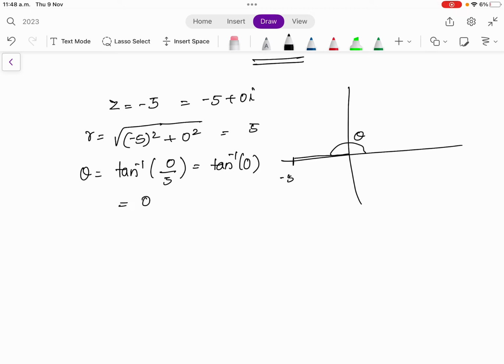Okay, so now in this case, you need to find out 180 minus 0, that is nothing but 180 degrees itself, that is equal to pi. Okay. So in this case, z is equal to 5 cos pi plus i sin pi.